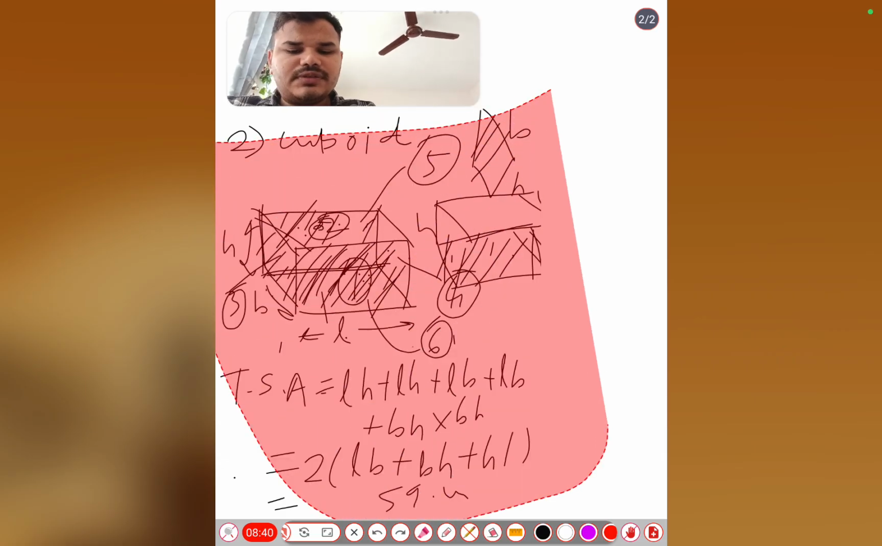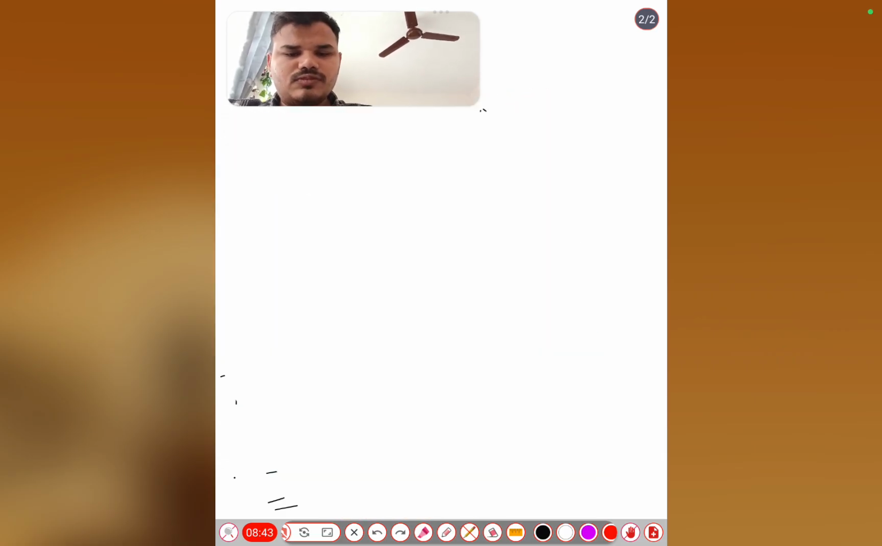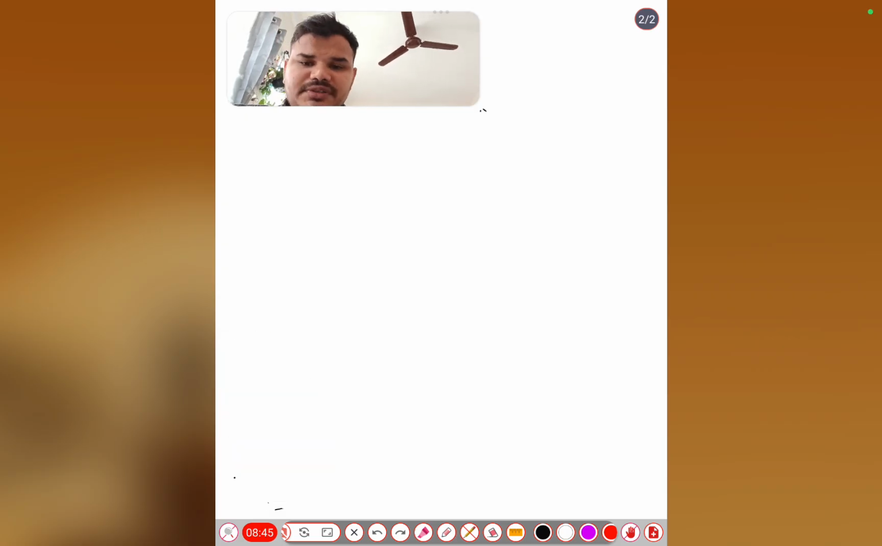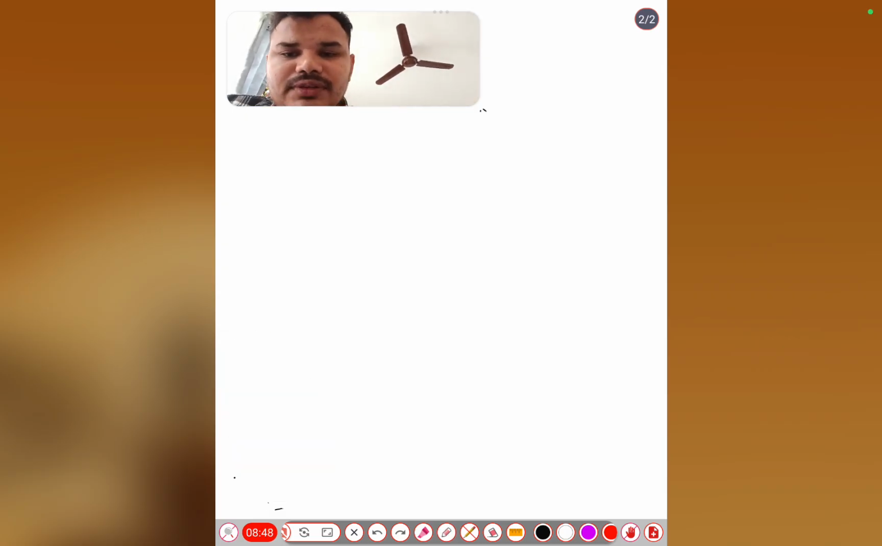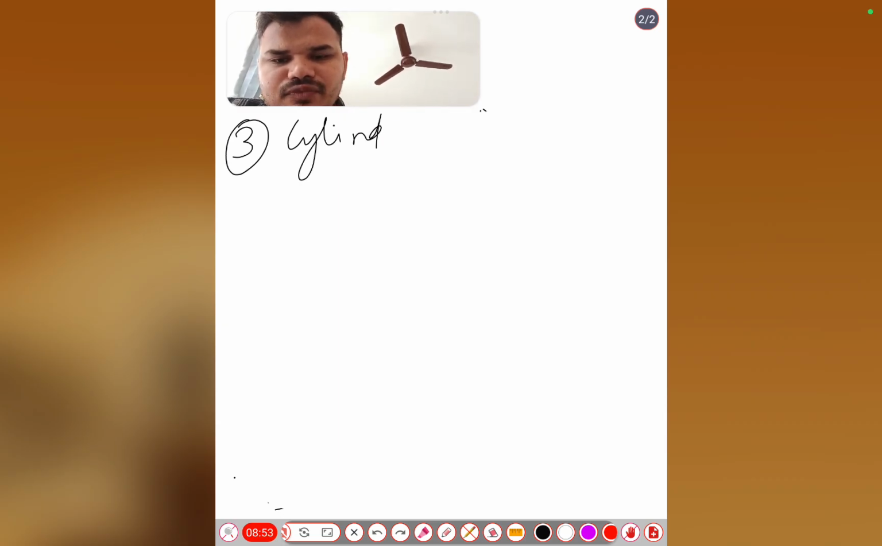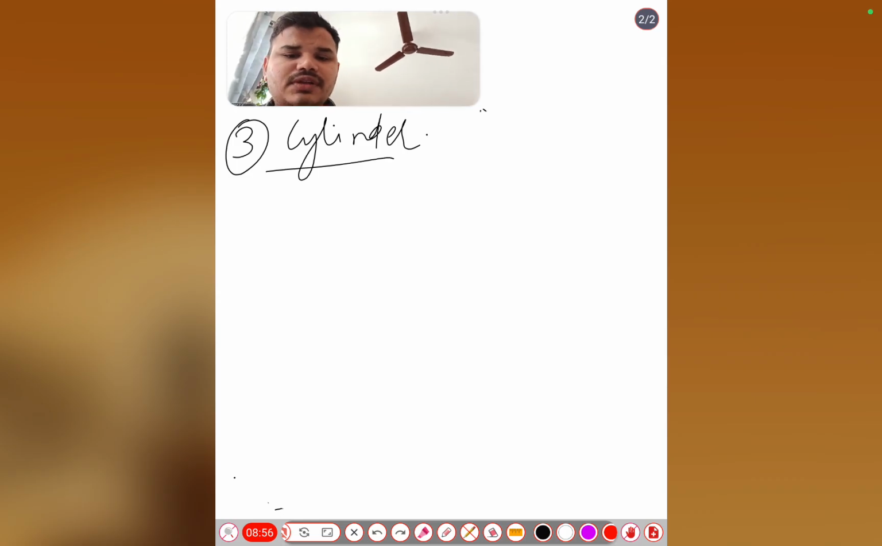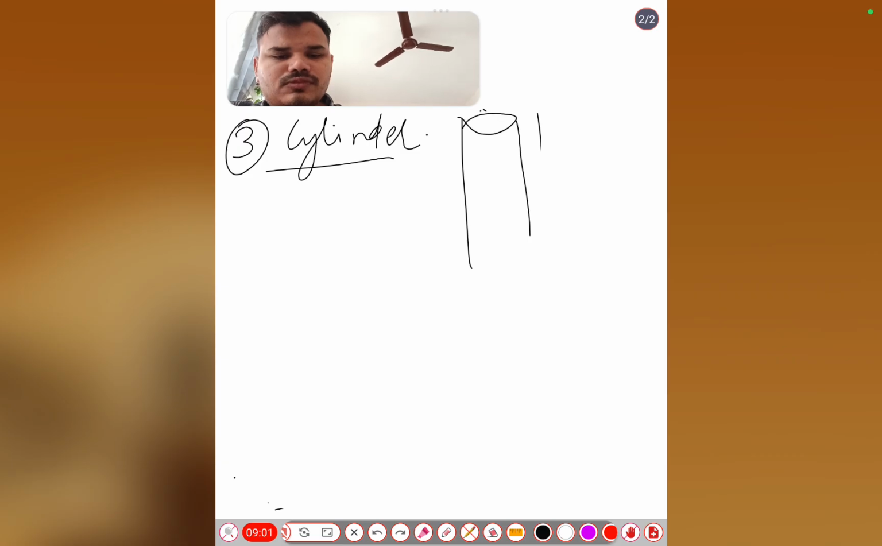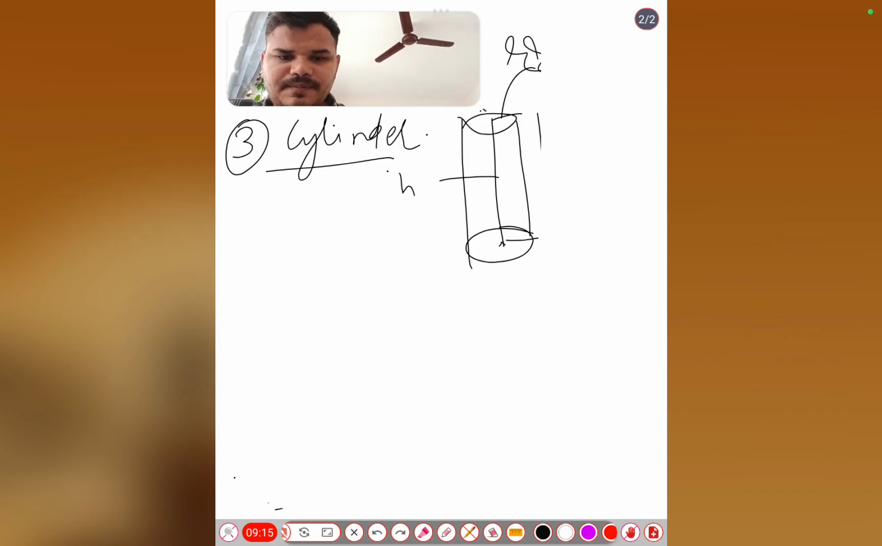Then we have the next, the third one. It should be the cylinder, right? So the third one is the cylinder, which you are quite aware of. We use cylinders every day. So their shape should be like this. So this is the radius, or we can say this is the height of the cylinder, and this is the base of the cylinder.